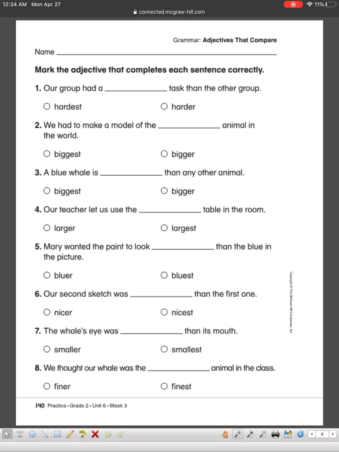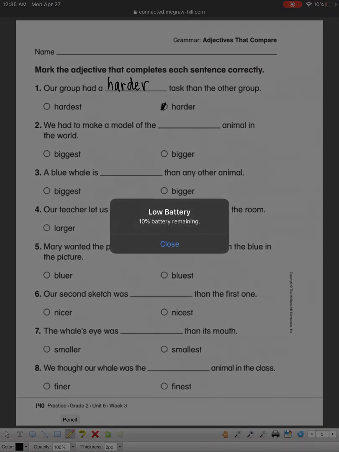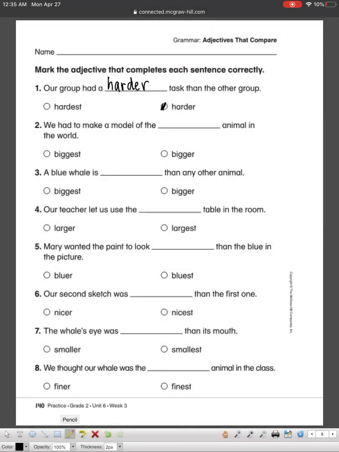Mark the adjective that completes each sentence correctly. Number 1. Our group had a blank task than the other group. So since we are comparing two things, it is harder. Harder. Our group had a harder task than the other group.